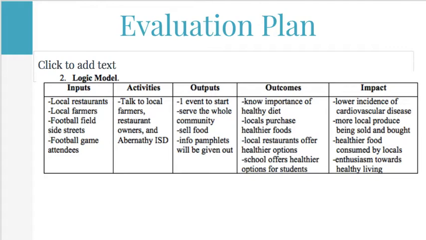Some outcomes are that we would want to increase the knowledge of community members, have community members purchase local healthier foods, and hopefully move the local restaurants and schools to offer healthier options. Long term, we would love to see the impact of a lower incidence of cardiovascular disease in the community, more local produce being sold, and just a really strong movement towards enthusiasm pertaining to healthy living.